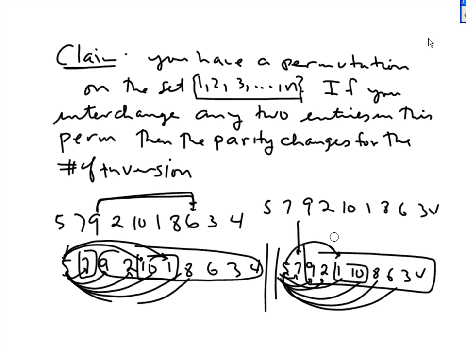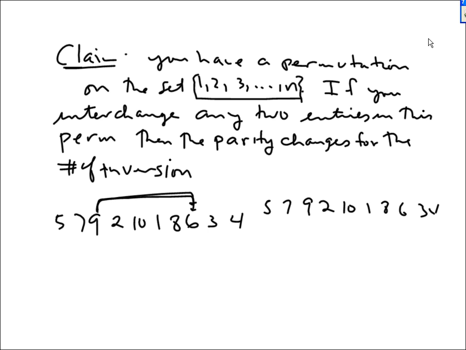In both cases, the 9 is still in front of the 2, the 10, the 1, the 8, the 6, the 3, and the 4. In both cases, one to the left and one to the right, the 9 is still in front of the same set of numbers. The 9 is in front of these numbers. It's even over here. The 9 is before those numbers.